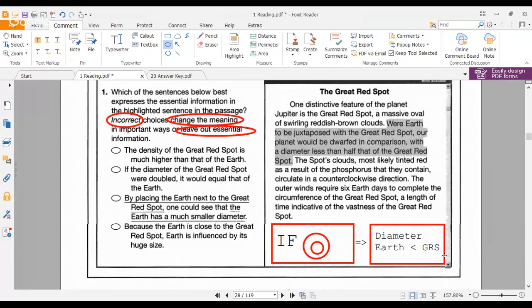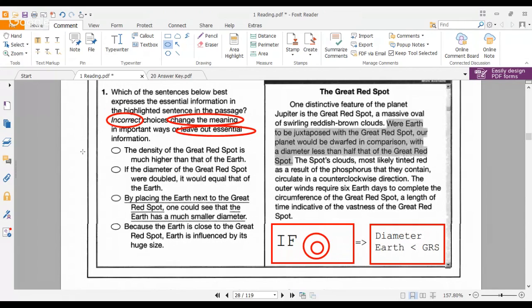Okay. So let's analyze each of these options. Three of them are incorrect. For each of them which is incorrect, you tell me why it is incorrect. So the first one goes like this. The density of the Great Red Spot is much higher than that of the Earth. Is it correct? It isn't correct. It's incorrect.